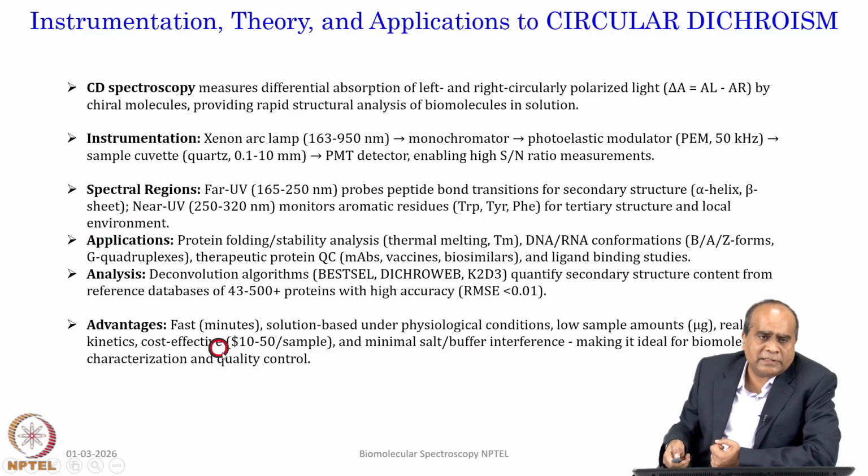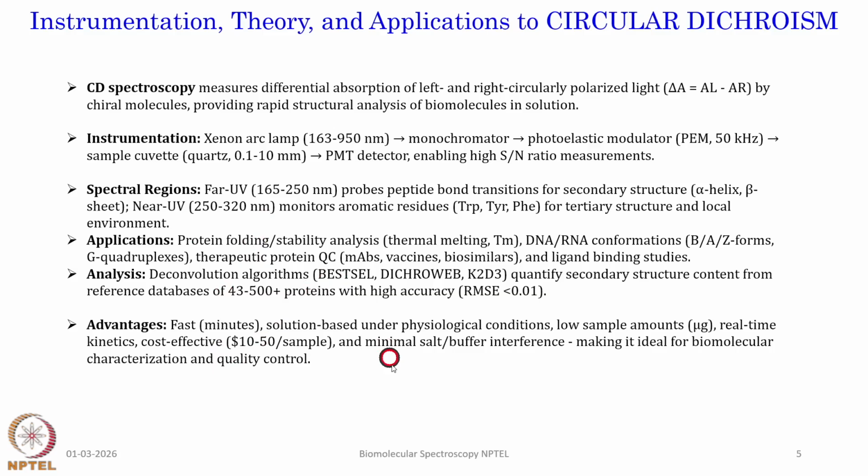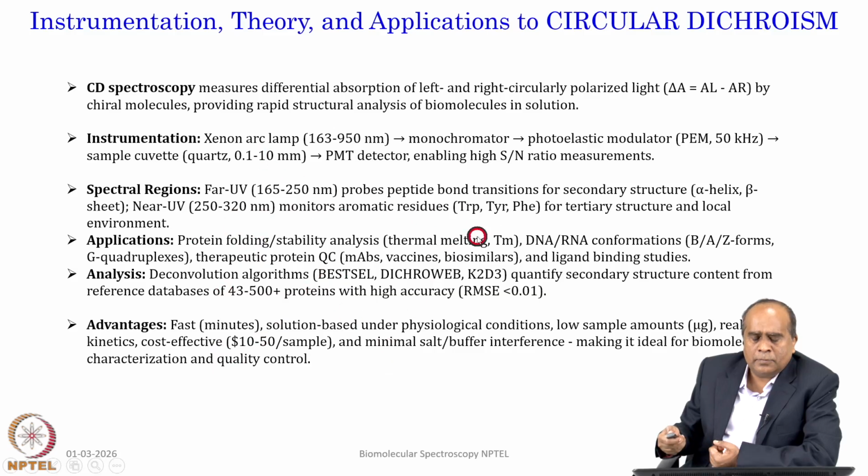You can also use CD in the near UV range between 250 and 320, and that absorption happens because of the presence of the aromatic amino acids that we have, tryptophan, tyrosine and phenylalanine. By measuring their presence, whether they are buried or exposed, what the local environment is, you can get an idea about the tertiary structure of this protein and its local environment.